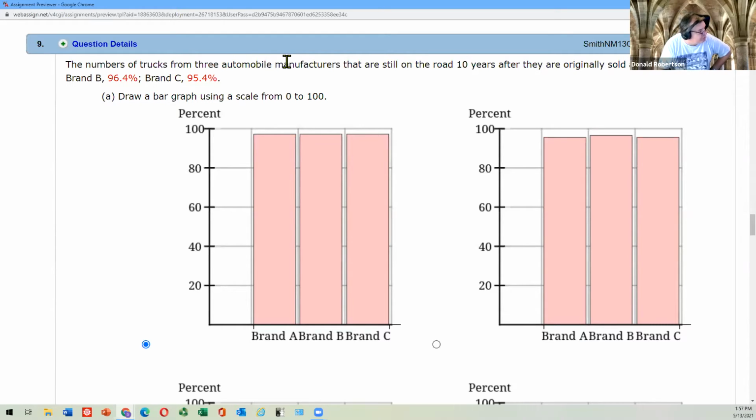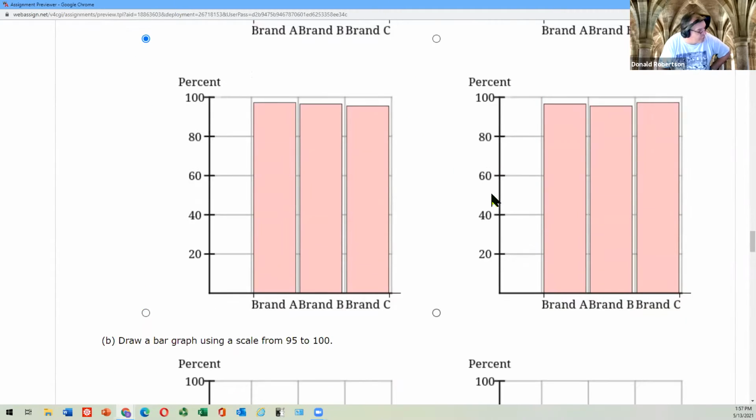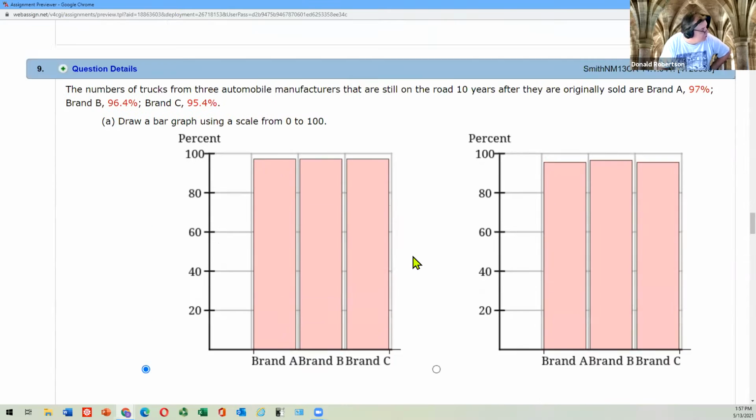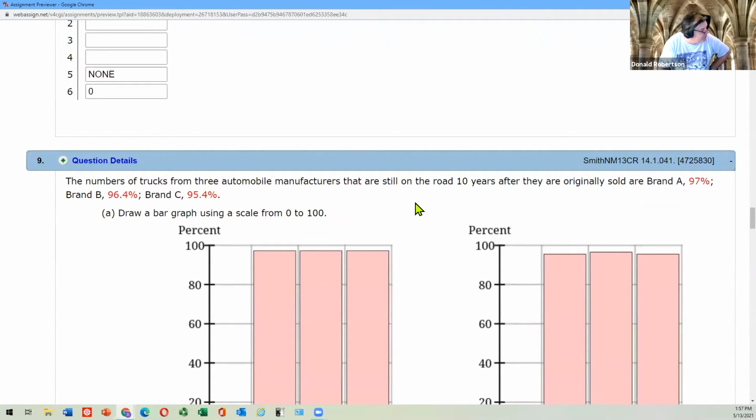So let's see the story. The number of trucks from 3 automobile manufacturers that are still on the road 10 years after they were originally made and sold is the following. Brand A, 97% on the road, brand B, 96, and brand C, 95. And draw a bar graph. So there are 4 guys here. Only one of them represents this data. So what am I looking for? I'm looking for a 97, a 96.4, and a 95. Okay.